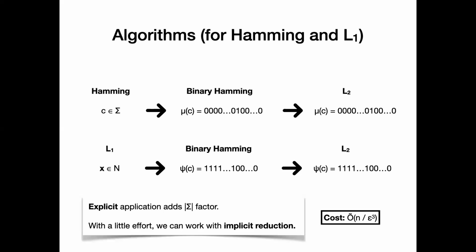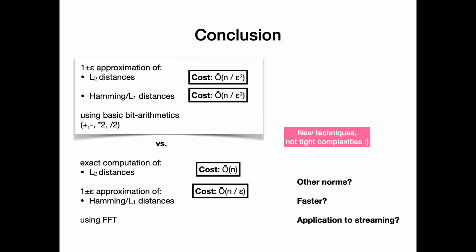So the takeaway here is that we can do 1 plus minus epsilon approximation of L2 distances and for Hamming and L1 distances just by using basic bit arithmetic. So it will be addition, subtraction, and a multiplication and division by 2. I mean, of course, at the end, if you want true L2 distances, you need to apply a square root somewhere and so on. But let's forget about this little technical detail.